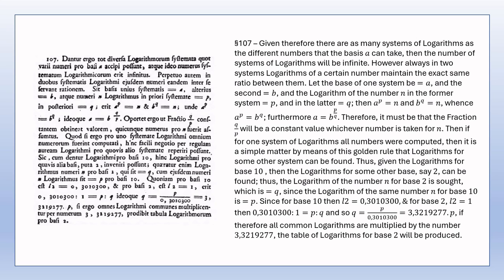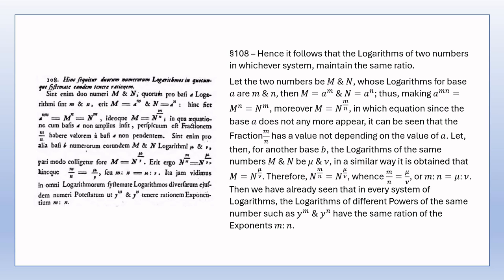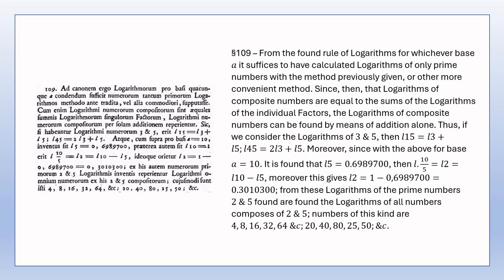This then implies that unknown logarithms of numbers to any base can be systematically computed from known logarithms to a different base. So then we have the result of section 108, which is, hence it follows that the logarithms of two numbers in whichever system maintain the same ratio. Section 109 takes some of the results of section 104 to show that it's only necessary to know the values of logarithms of prime numbers, for then the logarithms of any positive integers can be found simply by splitting the integer down into its prime factors and forming the sum of all the individual prime factors.